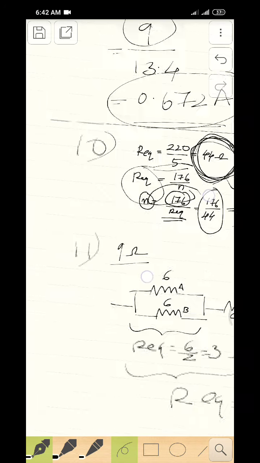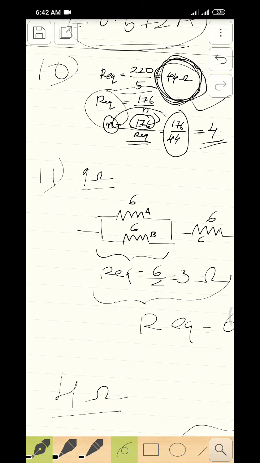Now come to the 11th question. That is, show how you would connect 3 resistors, each of resistance 6 ohm, so that the combination has a resistance of 9 ohm and as well 4 ohm. The first one is 9 ohm and the second one is 4 ohm.